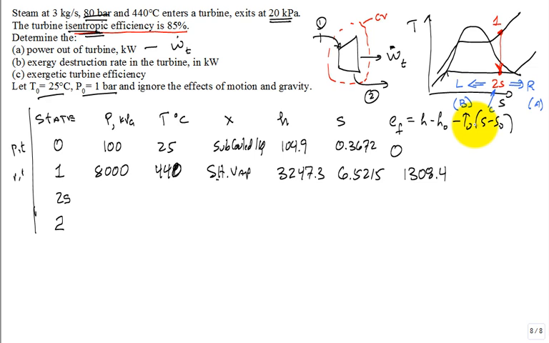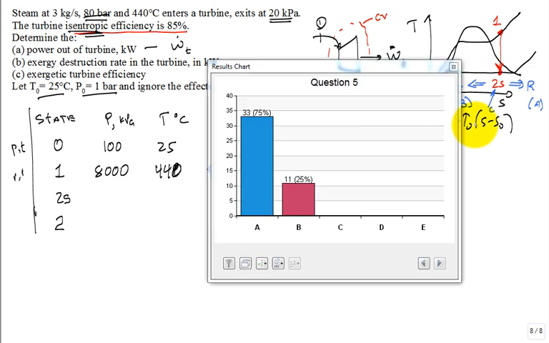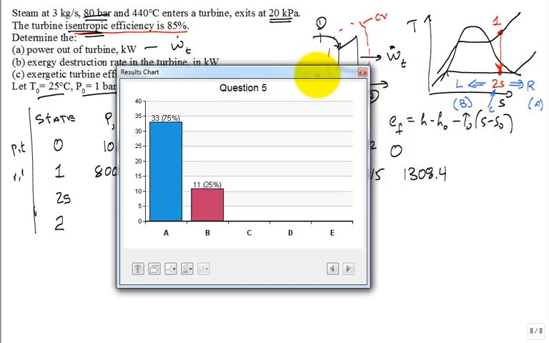Is it to the right of 2S? Answer A. Is it to the left of 2S? Answer B. Or if 2 actual is right where 2S is, then answer C. So a lot of people, 75%, said it's to the right.